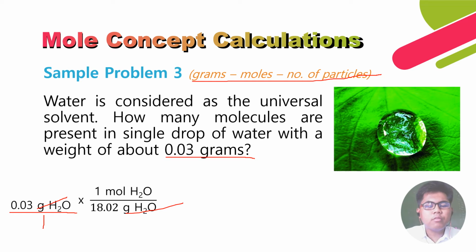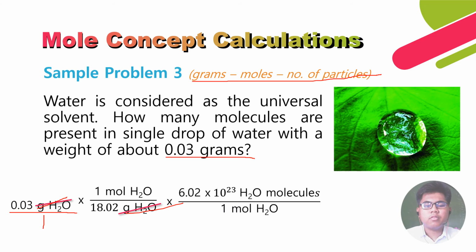Eh, since meron tayong mole dito, pwede na tayong mag-proceed kay number of particles through the use of Avogadro's number. We all know that in 1 mole of H2O, ilang molecules nga ulit ng H2O ang meron? Very good. We have 6.02 times 10 to the 23. And we are going to use that conversion. So, 6.02 times 10 to the 23 H2O molecules over 1 mole.